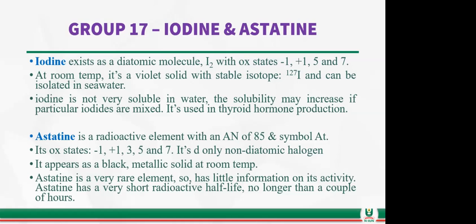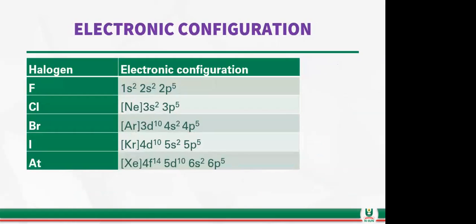Astatine appears as a black metallic solid at room temperature. Astatine is a very rare element, so there is little information on its activity. Astatine has a very short radioactive life, no longer than a couple of hours.